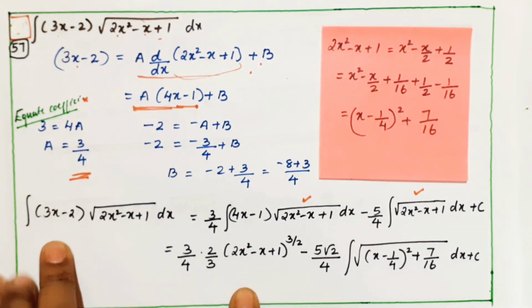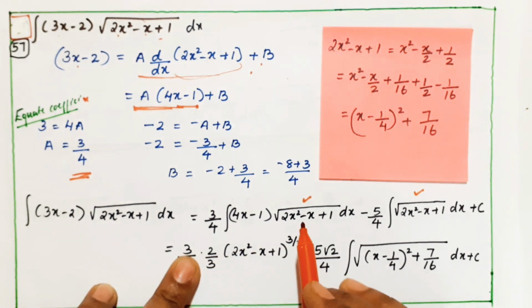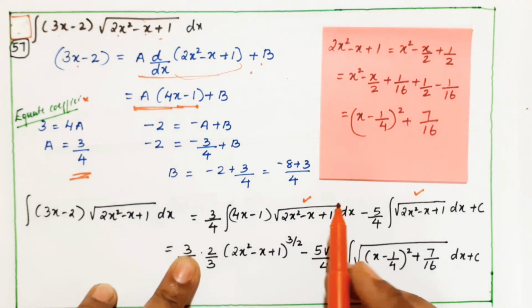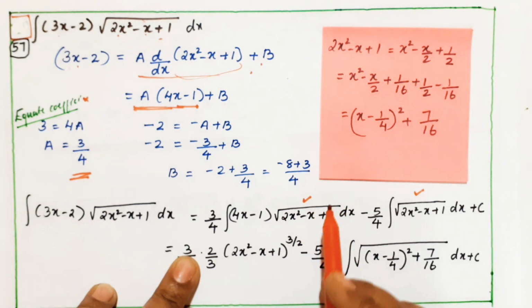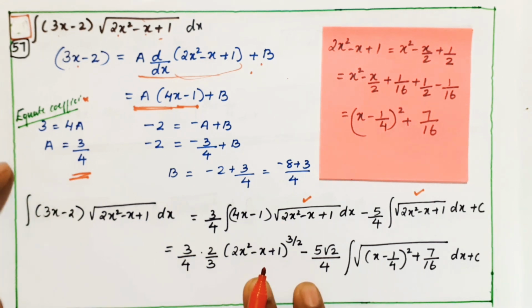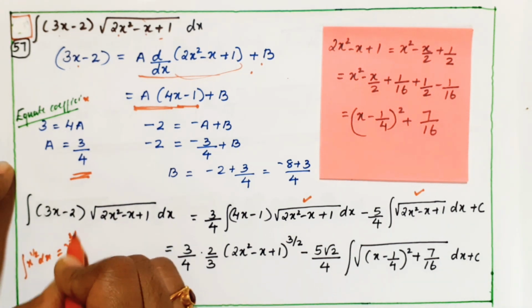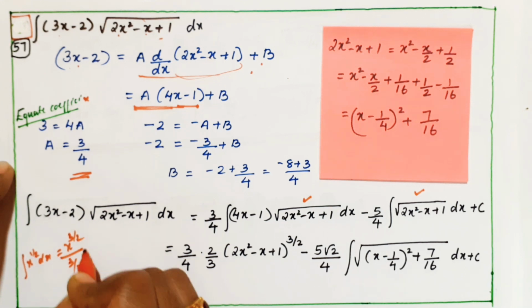Now, this is in the form of 3 by 4 constant. This is in the form of root x, right? Integral of root x. What is integral of root x? Integral of root x we can write as x power 1 by 2 dx. What is integral of x power 1 by 2 dx? x to the power of 3 by 2 divided by 3 by 2 plus c.